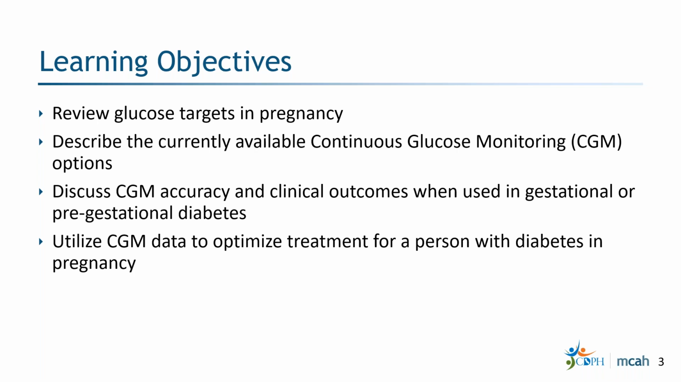In terms of our learning objectives today, we are going to review glucose targets in pregnancy. We are going to describe the currently available continuous glucose monitoring options. We're going to discuss CGM accuracy as well as the clinical outcomes when used in gestational or pregestational diabetes. And we are also going to utilize CGM data to optimize treatment for a person with diabetes in pregnancy. Because there is so much content to cover, we are splitting this up into a part 1, and then there will also be a part 2.